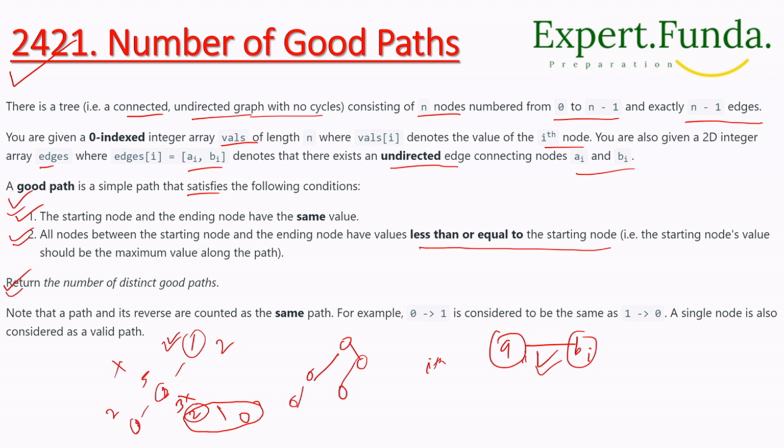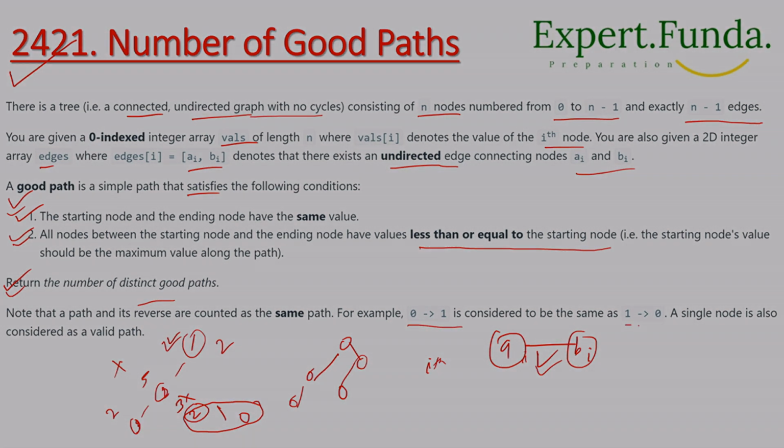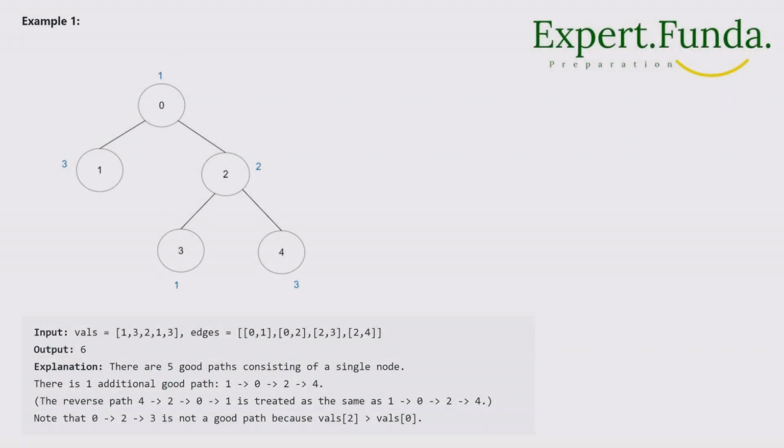Return the number of distinct good paths. What we have to do? We have to return the number of distinct good paths, and then we have to count, right? We'll take note that a path and its reverse are counted as the same path, so we don't have to reverse the path. A reverse path will not get counted, so consider 0-1 and 1-0 the same, right?